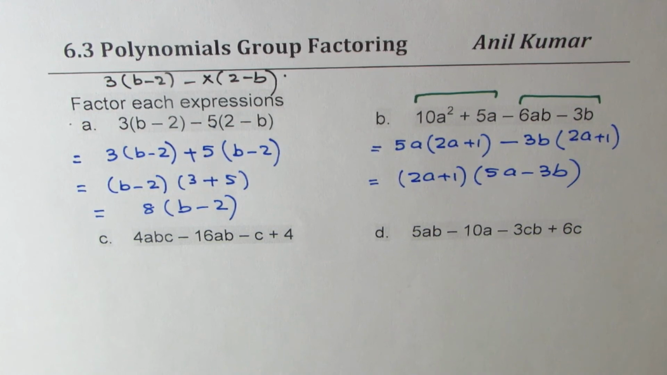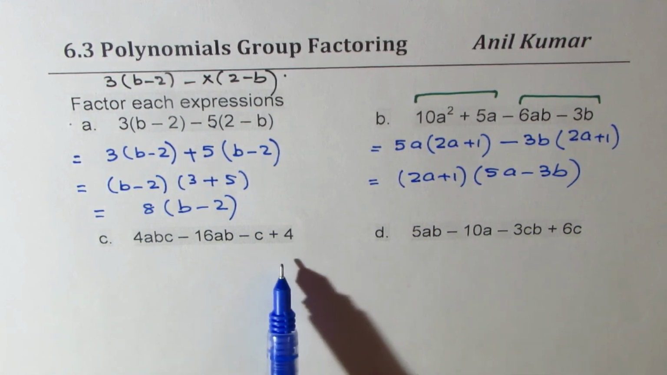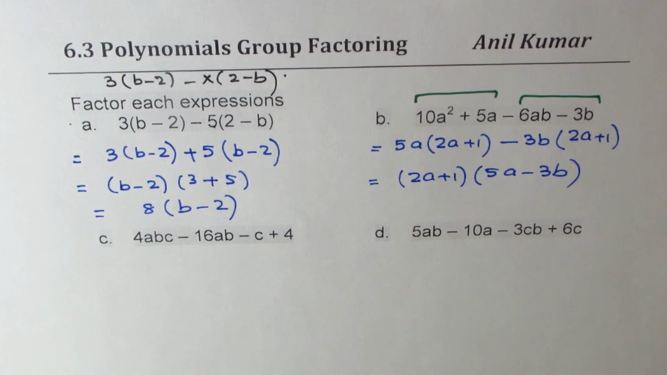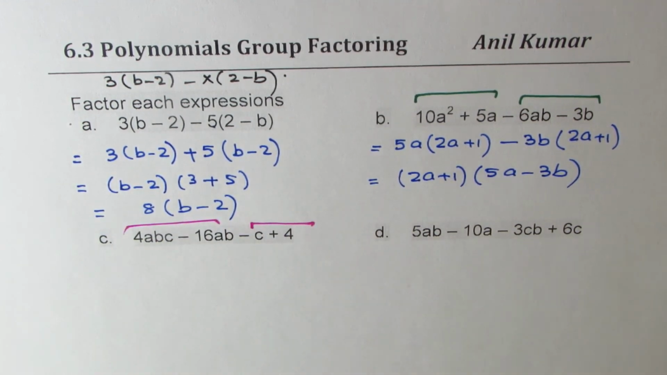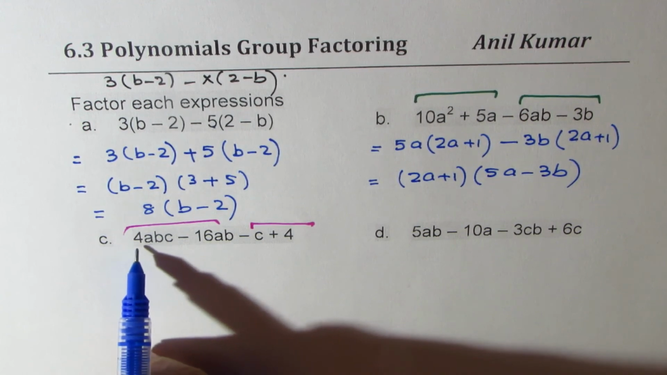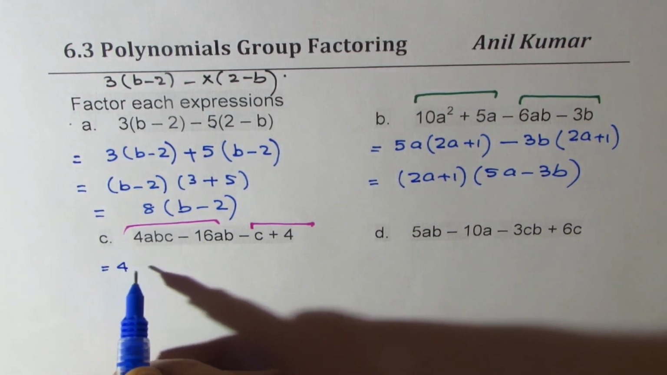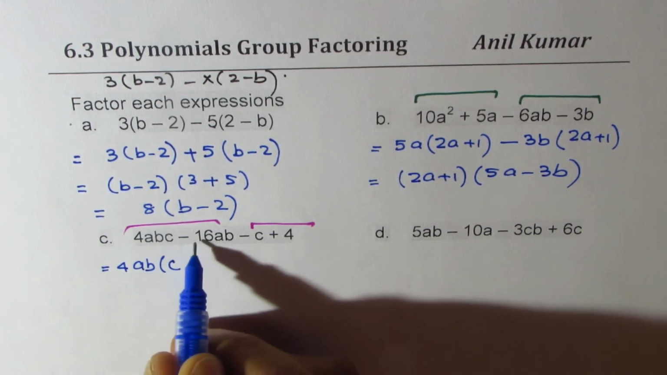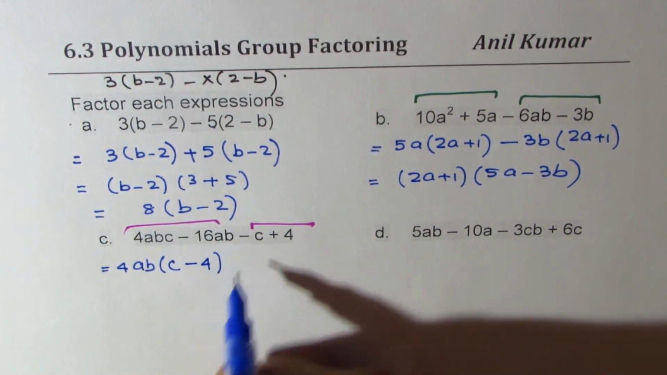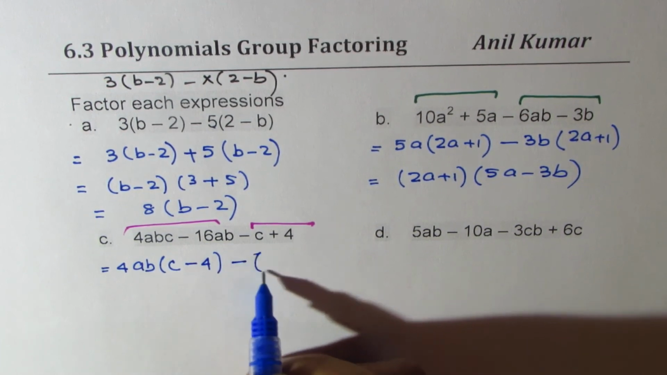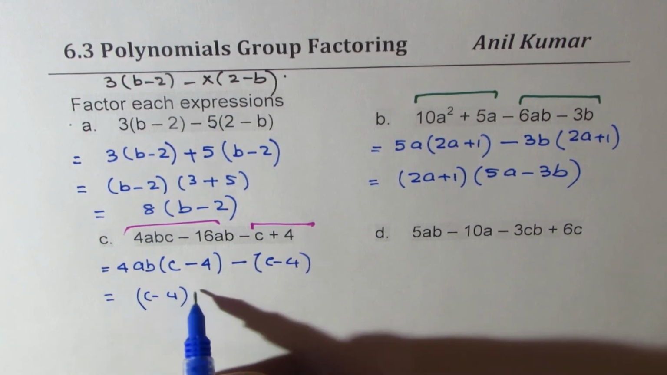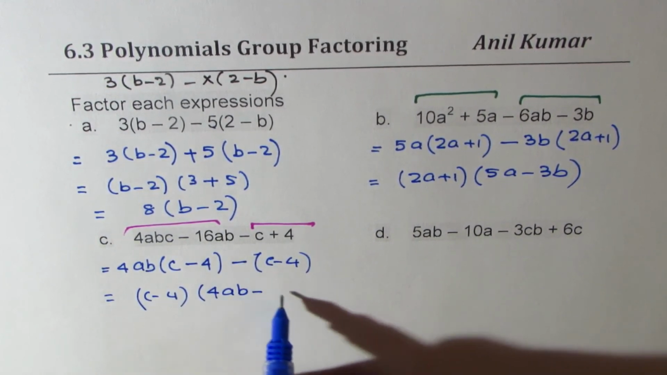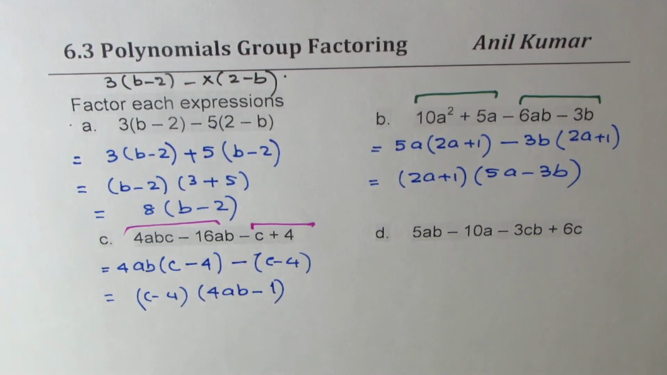Okay. Now I'd like you to do these 2 questions on your own. You can pause the video, solve, and then look into my suggestions. Okay, let's continue. So here again, let's group them into 2 groups, and what you get. 4ab is a common factor, right? You're left with c, and here you're left with minus 4. Here we can take minus as a common factor, we get c minus 4, and then c minus 4 is a common factor which results into 4ab minus 1, and that's how you factor it, correct?